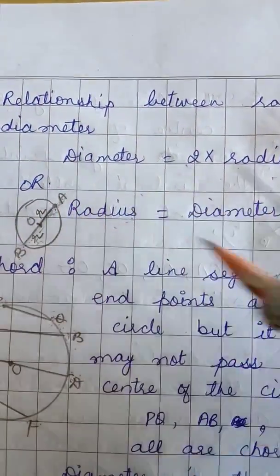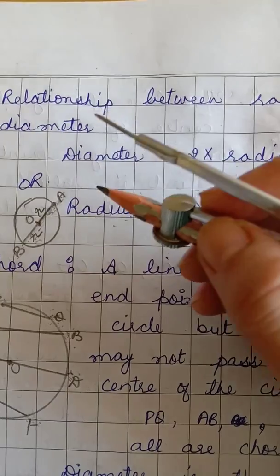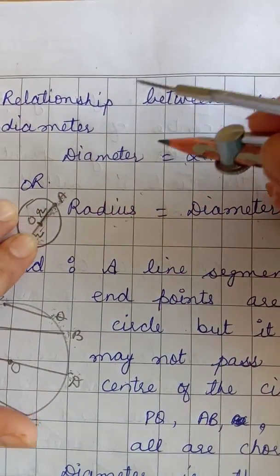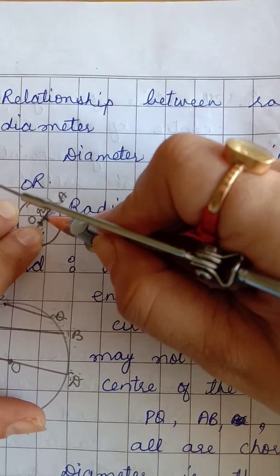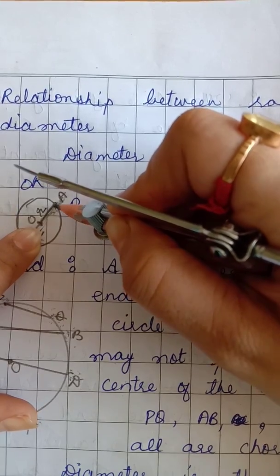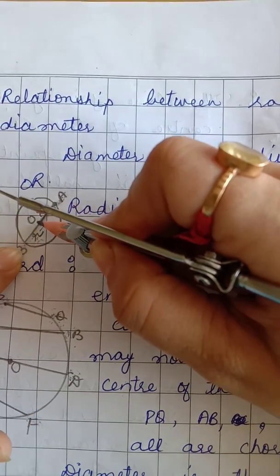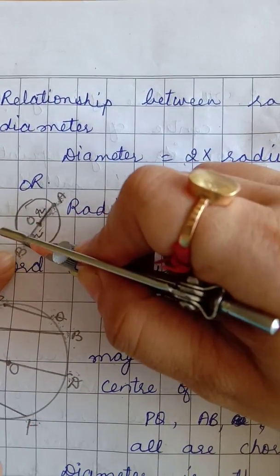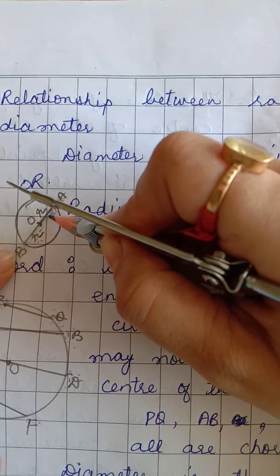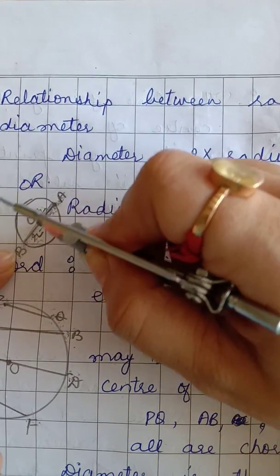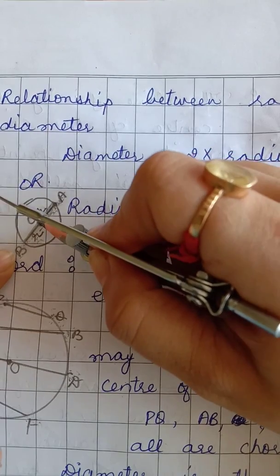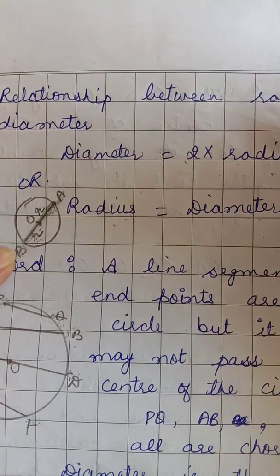Suppose this is a circle, this is its center. If I draw only a radius, OA, it is the radius. If I double it, meaning join it with another radius, OB, this is radius, this is radius. When I join 2 radii, it will become a diameter, and this line is passing through the center.